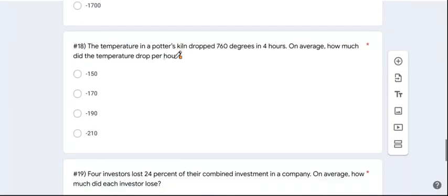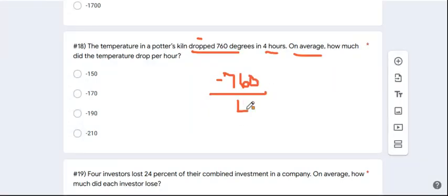18, temperature in a potter's kiln dropped 760 degrees. If it dropped, that's going down, of course. I'm going to represent that with a negative integer. It dropped this much in 4 hours. So on average, how much did the temperature drop per hour? So similar to number 17, you take your total amount that it dropped, in this case, -760, and you divide it by the number of hours, which of course is 4. So -760 divided by 4, these have different signs. So my answer will be negative one of these. So what's 760 divided by 4? That'll give you your answer.